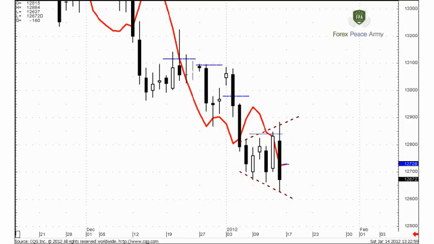Thanks everybody, welcome to the technical analysis of the Forex market from forexpeacearmy.com. We will continue to talk about the euro currency as usual and start from the daily time frame. On first view, this picture on the daily time frame looks a bit poor, but this chart contains all the information that is necessary for the starting trading week.